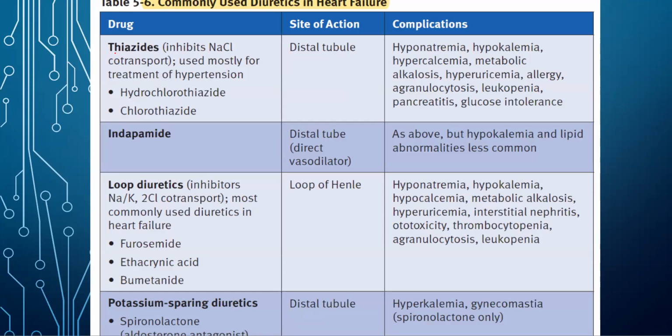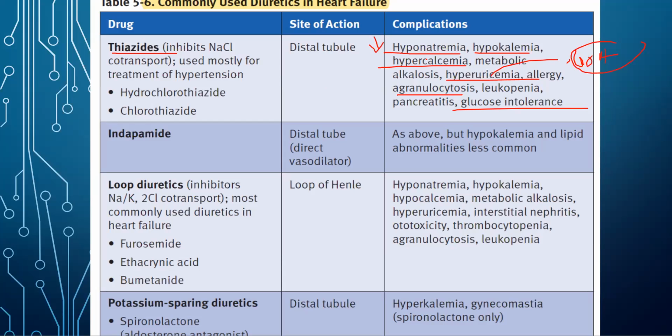So we use some diuretics in heart failure or hypertensive patients, like thiazide diuretics. Thiazide diuretics, usually we use for hypertension, not too much for heart failure. Thiazide diuretics can cause some complications, especially hyponatremia, hypokalemia, hypercalcemia. It can cause hyperuricemia and can result in gout. So in a gout patient, you can't use this medication. It can also cause agranulocytosis or leukopenia. It can increase the glucose intolerance in a patient. That means in a diabetic patient, we will try not to use this medication.